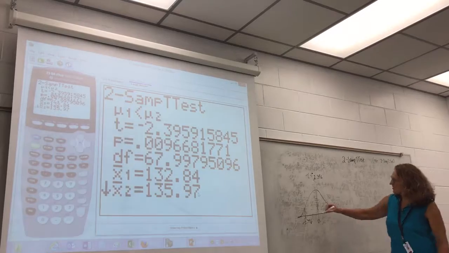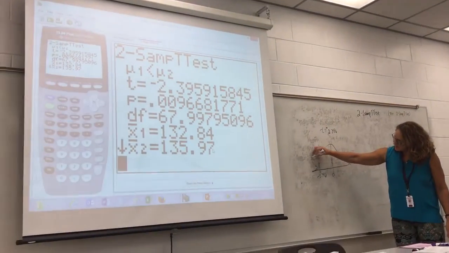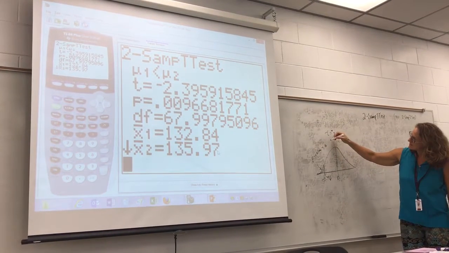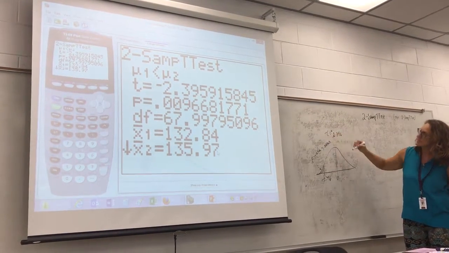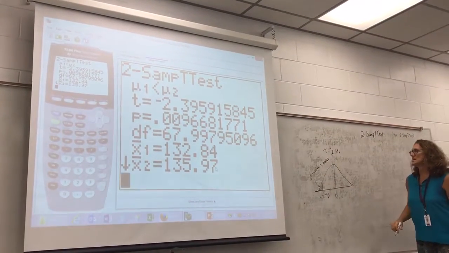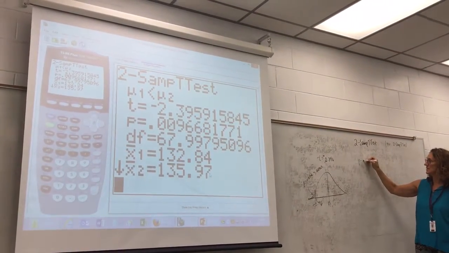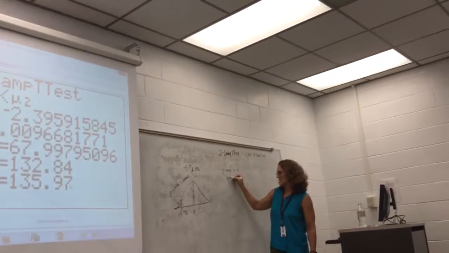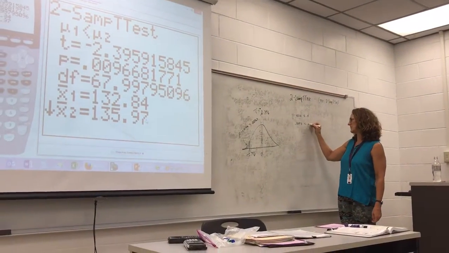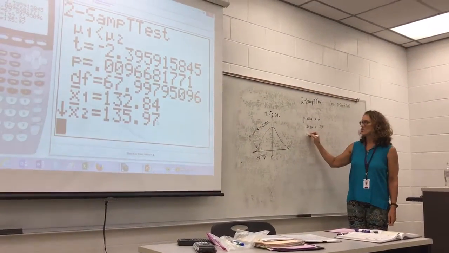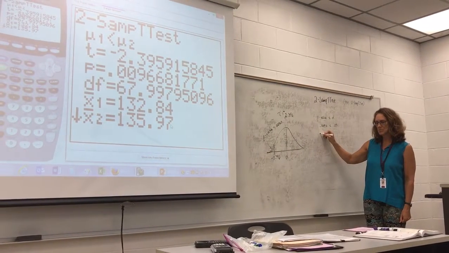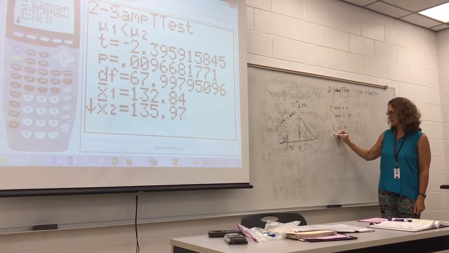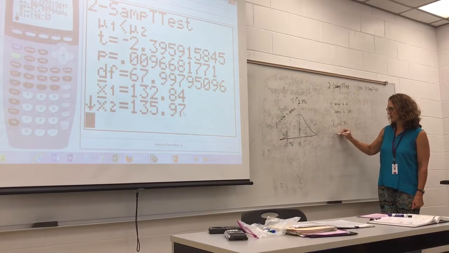Alright, and the p-value again is the area beyond there, which is quite small, isn't it? 0.00966, 0.00967 rounded. Alright, so definitely less than alpha. P-value is less than alpha, right? 0.0097 or whatever is definitely less than 0.05. So what do we do? Reject H0. And what else? Support H1.